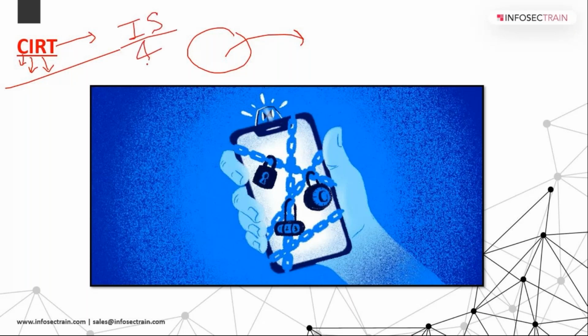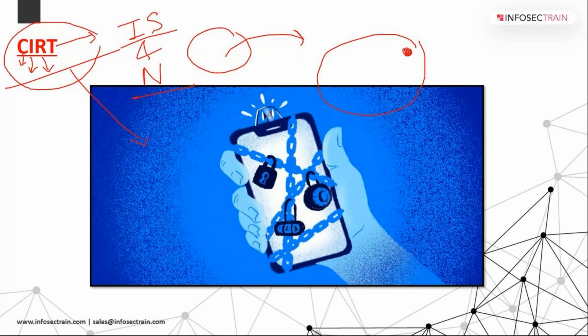So CIRT focuses upon your organization's internal systems and network. It means that it is confined to only inside your organization. That's called the CIRT. If you want to protect your organization and build incident response, you can go for CIRT. It will only protect your organization's internal systems and your network. Remember the catchphrases: internal systems and network.